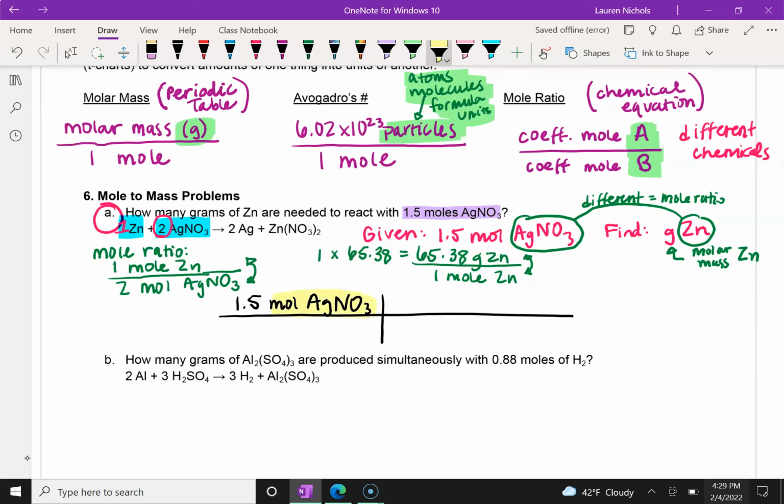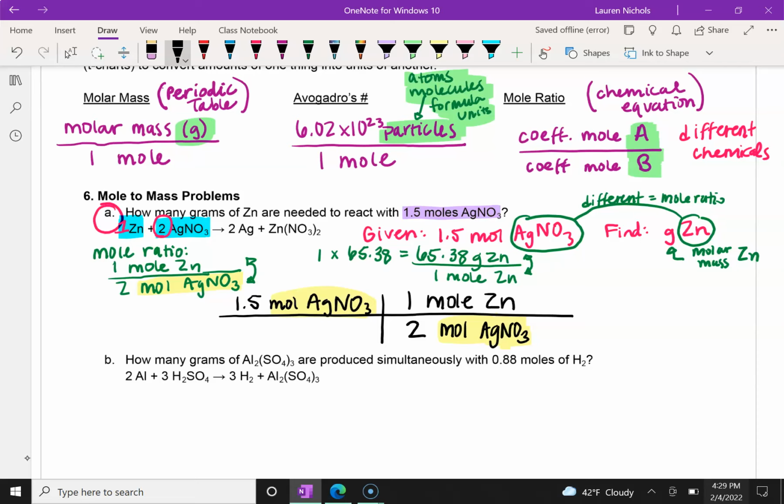Since I have moles of silver nitrate here, and that's not what I want to end up in, I'm going to have to put them in the denominator in order for them to cancel out. So we move forward by determining what will cancel out my units. The only conversion factor that has moles of silver nitrate in it is our mole ratio, and it's conveniently already on the bottom. So we put our 2 moles of silver nitrate here and our 1 mole of zinc at the top.